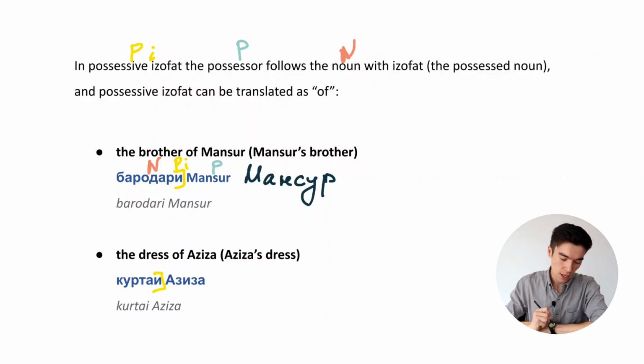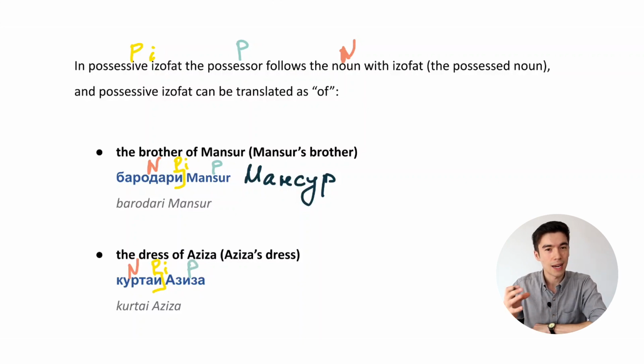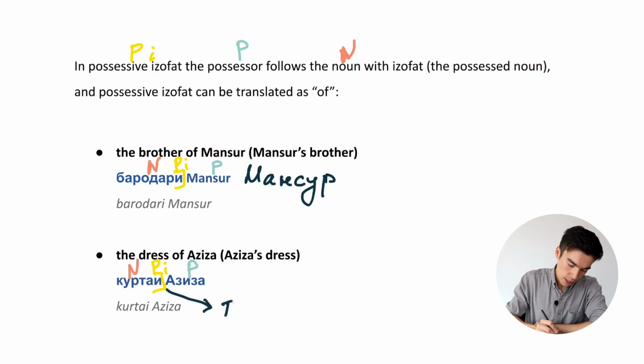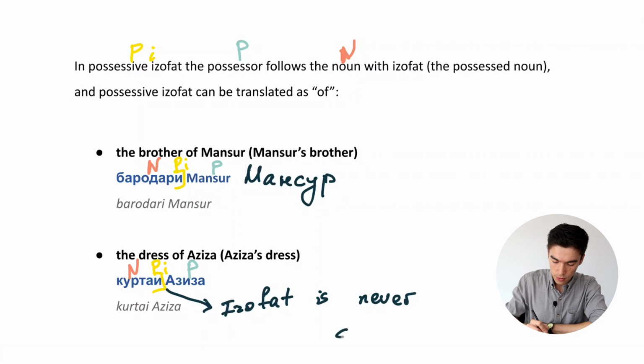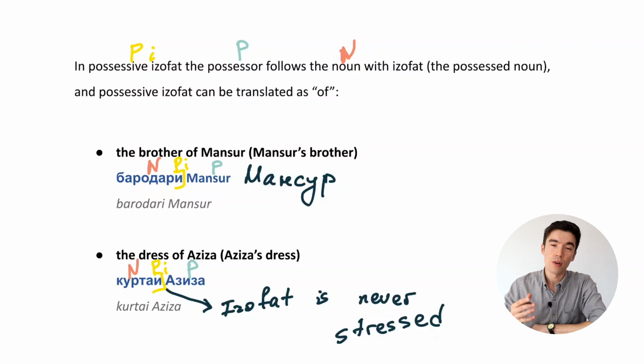So the E in Kurtai is a possessive Izofat, and Kurta is a noun, and Aziza is a possessor. Okay, Kurtai Aziza. Aziza is a female name, and Mansur is a male name. And remember, Izofat is never stressed. So Kurtai Aziza. We put the stress on A. Kurtai Aziza. Here. Let's move on.